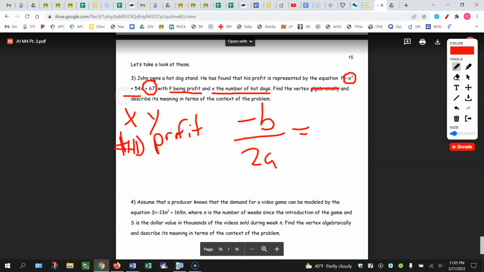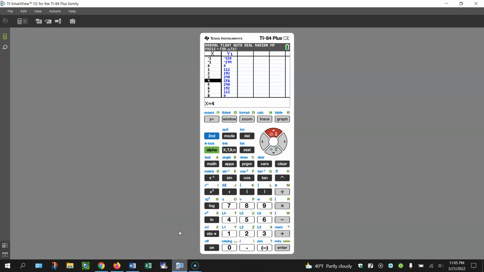So b is this positive 54. The opposite is negative 54 divided by 2 times a. A is negative 1. So this is going to end up being positive 27. So when we plug this into the calculator, I'm going to need to get 27 in the center of my table. So I'm going to plug this in.